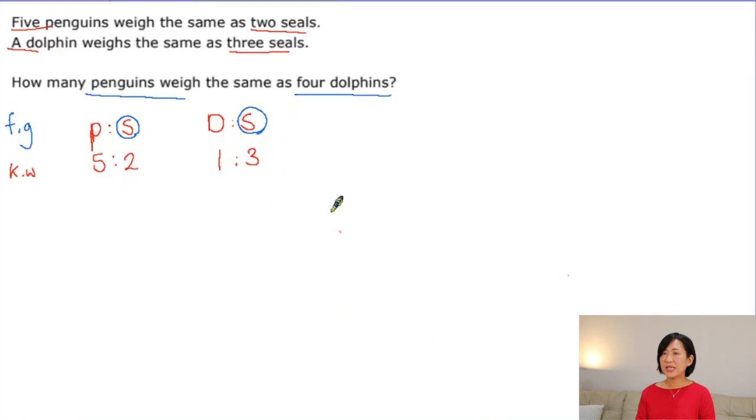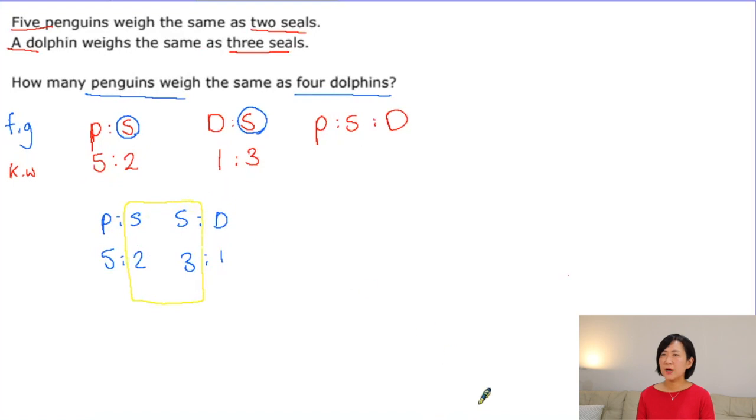Then, as you can see, we have the same part, that is the seal. So we can change the 2-term ratios into a 3-term ratio, and we can see seals are common. So let's write our ratio as penguin to seal to dolphin. To make the 3-term ratio, we need to change the seal into the same amount. Let's find our equivalent ratio. Penguin to seal is 5 to 2, and I'm going to swap it into seal to dolphin because it's easier to see: 3 to 1.